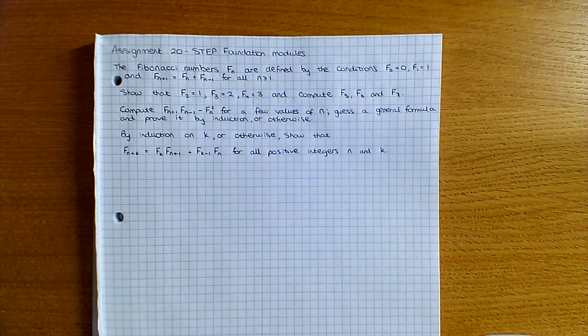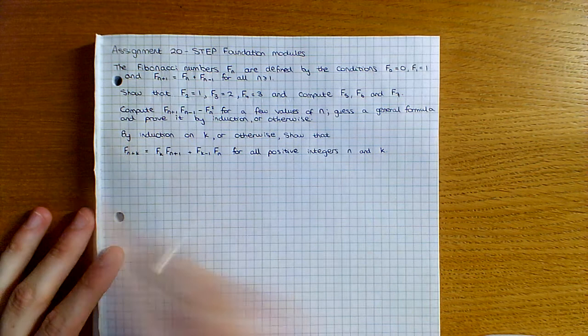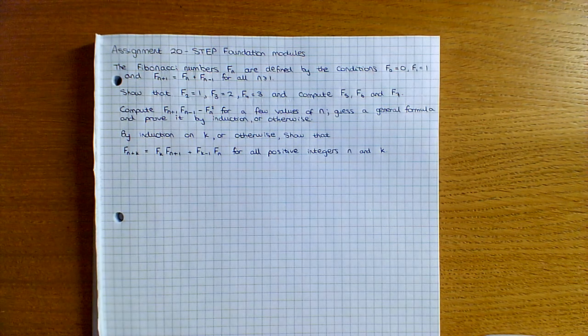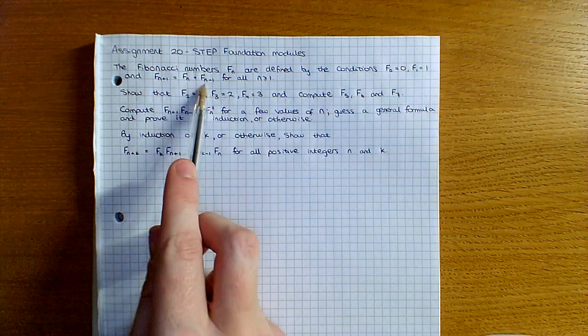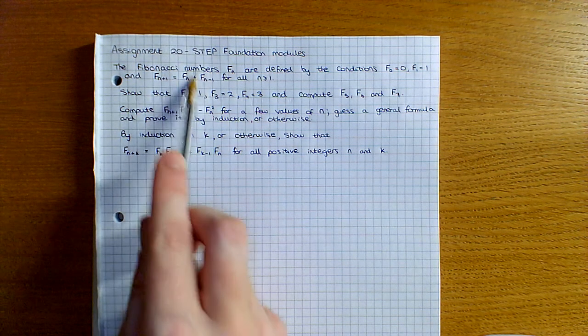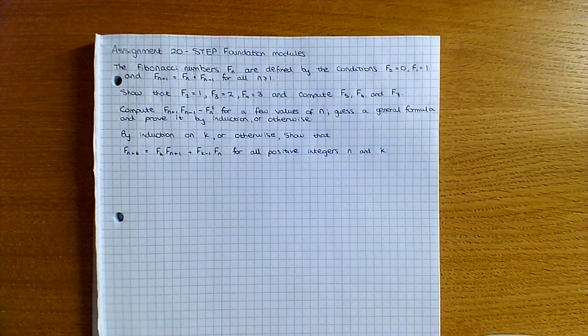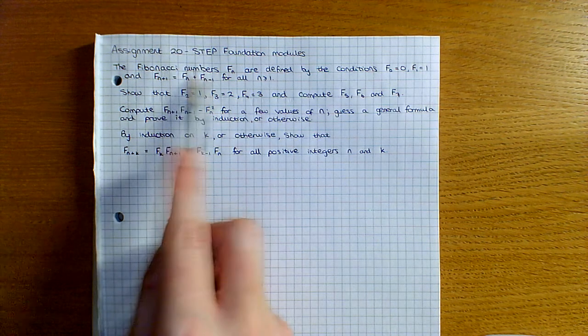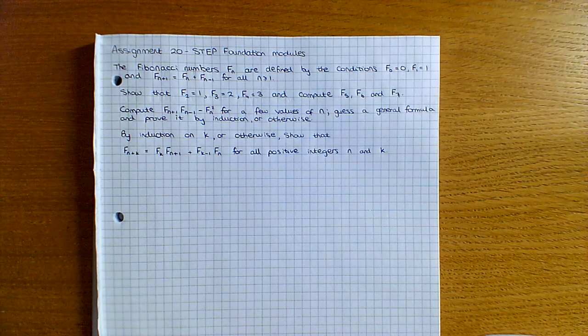Okay, so what is this problem about? Well, it's all about the Fibonacci numbers. So I've written down the problem here. Hopefully you're able to read that. It says the Fibonacci numbers, Fn, are defined by the conditions f0 equals 0, f1 equals 1, and we have what's called a recurrence relation here. So Fn plus 1 equals Fn plus Fn minus 1. Effectively what it means is that to generate the Fibonacci numbers, you add up the previous two terms in the sequence. A lot of you are probably already familiar with this sequence.